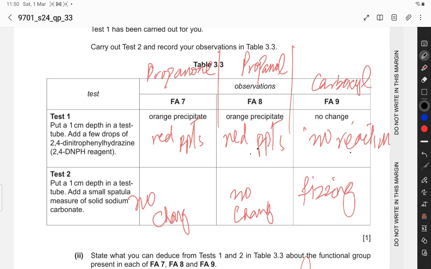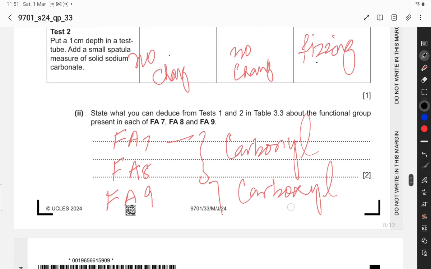Now when we put a 1 cm depth in a test tube, add a small spatula measure of solid sodium carbonate. So no change with Fa7, no change with this one, but fizzing with the Fa9 solution. If there is fizzing, carbon dioxide is produced, so it will definitely be a carboxylic acid. And if orange precipitates form with Fa7 and Fa8, one would be propanone, another would be propanol.